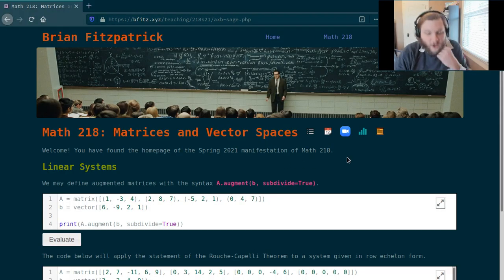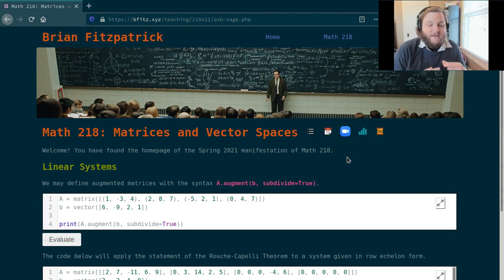Right, so hopefully at this stage you've worked your way through the lecture on linear systems. The major points there were that we can analyze systems using the Rouché-Capelli theorem if our system is in row echelon form, reduced or non-reduced. We can easily identify whether or not the system is consistent by looking for a pivot in the augmented column. If there is a pivot in the augmented column, we're inconsistent. If there's not a pivot in the augmented column, we are consistent.